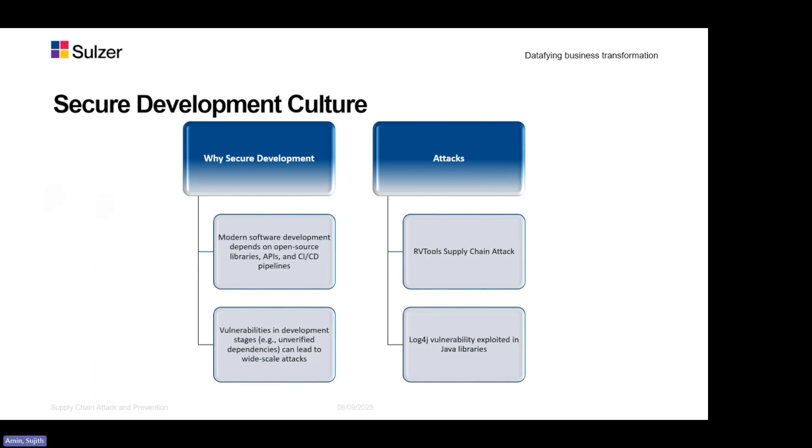Secure development culture. As we discussed, to mitigate or prevent the supply chain attack, first of all, you need to maintain a secure development culture. The modern software development depends on the open source libraries, APIs, and CI/CD pipelines. But these dependencies are very vulnerable. For example, the unverified dependencies can lead to the wide scale of attacks.